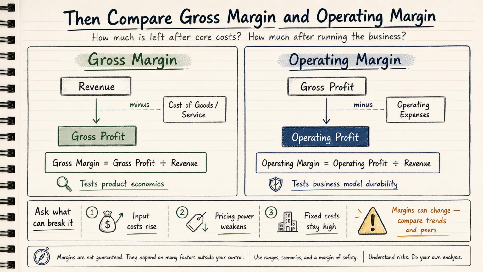Then compare gross margin and operating margin. Gross margin tells you whether the product or service has room between price and direct cost. Operating margin shows what remains after running the business. A high gross margin is not automatically attractive if the company must spend heavily on sales and development to keep growth alive. A low gross margin is not automatically weak if turnover, capital efficiency, and customer retention are strong.